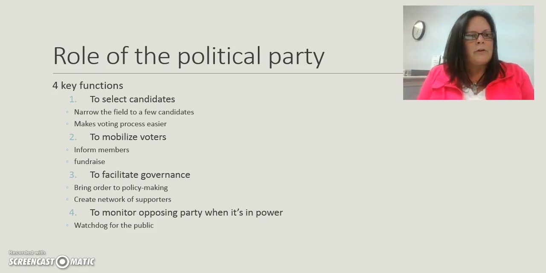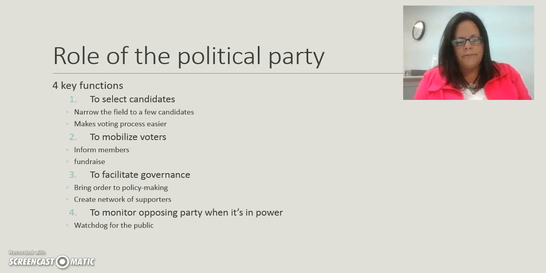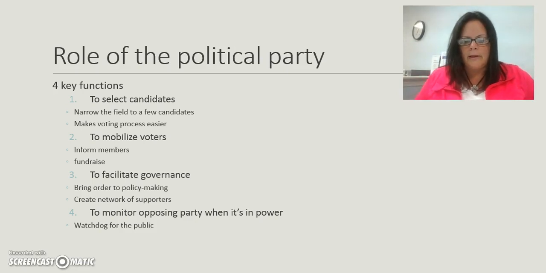The second function is to mobilize voters. Political parties inform and energize the members of their party, and they do fundraising to simplify their candidates' ability to finance their campaigns. The third function is to facilitate governance.